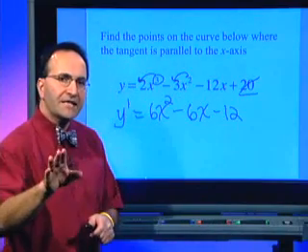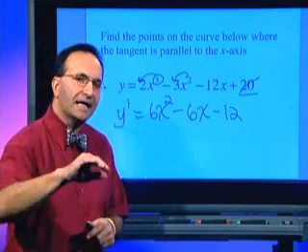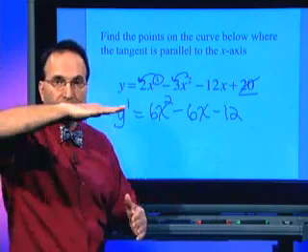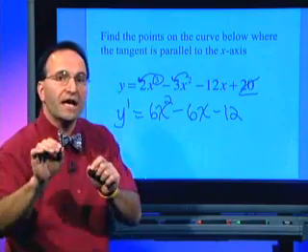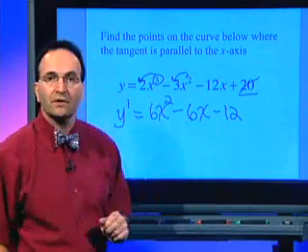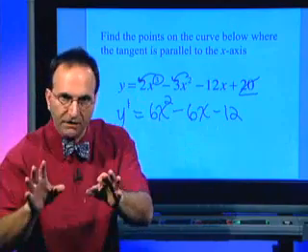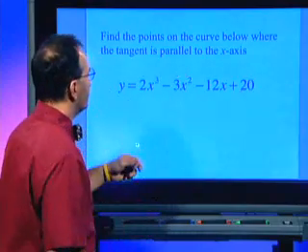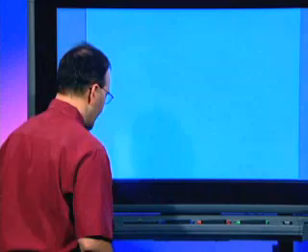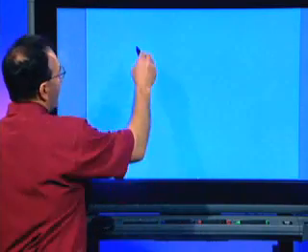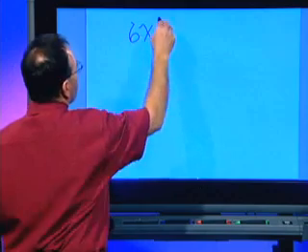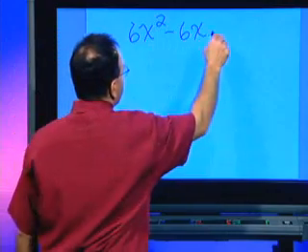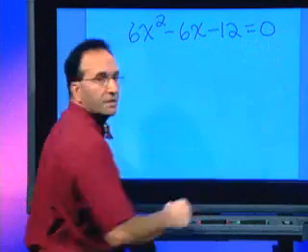Now, for the tangent line to be parallel to the x-axis, the slope has to be 0, right? Because that's what the x-axis has. And so therefore, the first derivative that we've just calculated here must be equal to 0. So we will set this equal to 0 and solve it. Let me get a clean screen for this. And we had that 6x squared minus 6x minus 12 will be equal to 0.